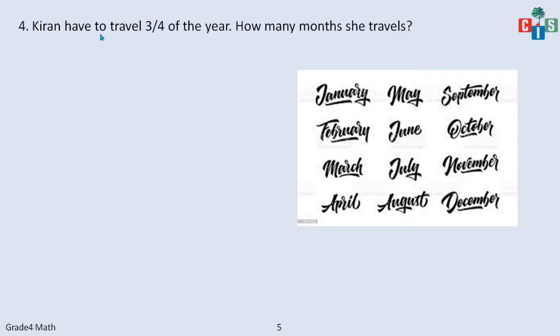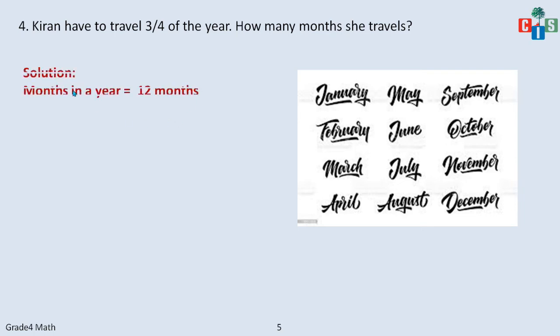Kiran has to travel 3/4 of the year. Okay. How many months does she travel? Now Kiran has to almost travel in a whole year, 3/4 of the year she travels here and there. Okay. So how many months does she travel? Fine. So there are 2 units here, year and months. Now in a year there are 12 months, that you know. Yes. So I can say that 3/4 of 12 you have to find out.